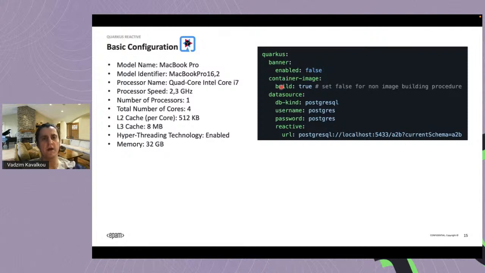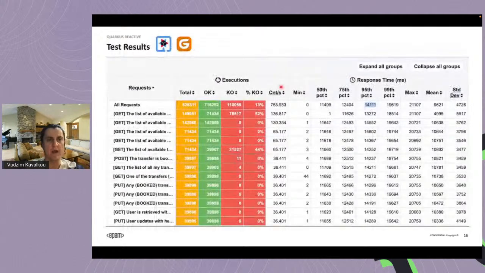And what about the basic configuration of my laptop, where I performed all my tests? It has 33 gigabytes RAM, an Intel Core i7, JDK 17, garbage collector G1, Gradle 7.5.1, and Quarkus 2.13.1 Final.